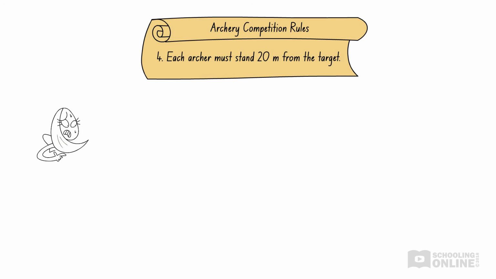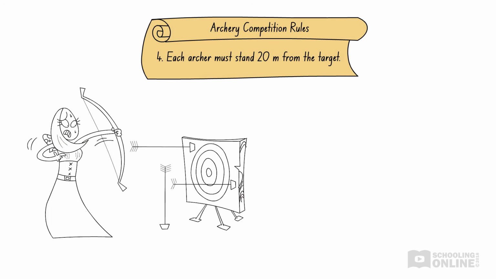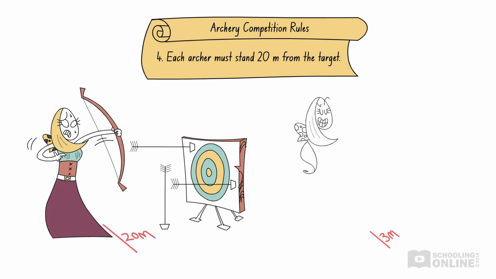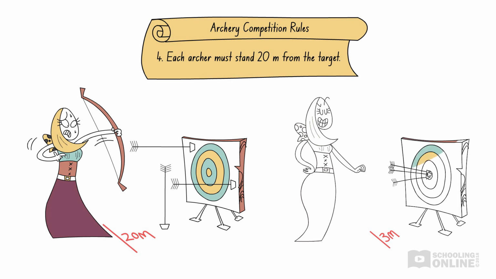The fourth rule asserts that each archer must stand 20 metres from the target. Standing closer to the target will make it easier for them to aim and hit the bullseye. Therefore, we can only reach fair conclusions if all archers stand at the 20-metre line.